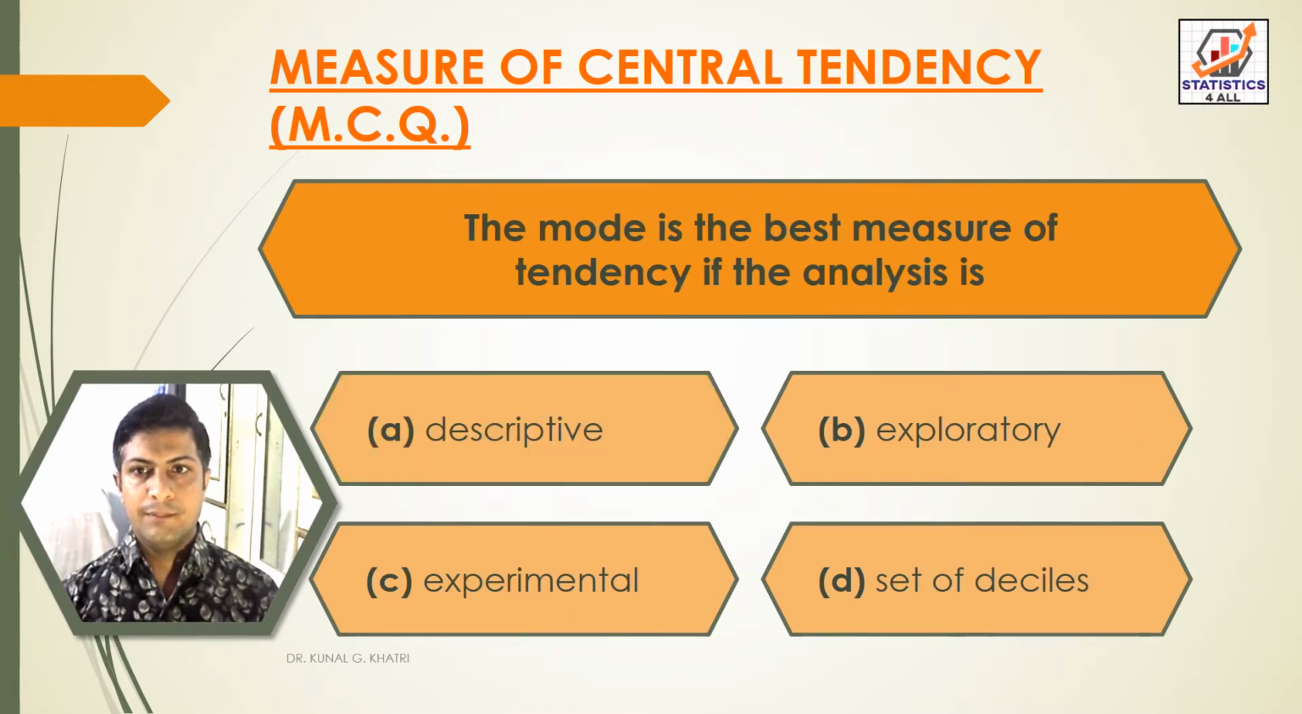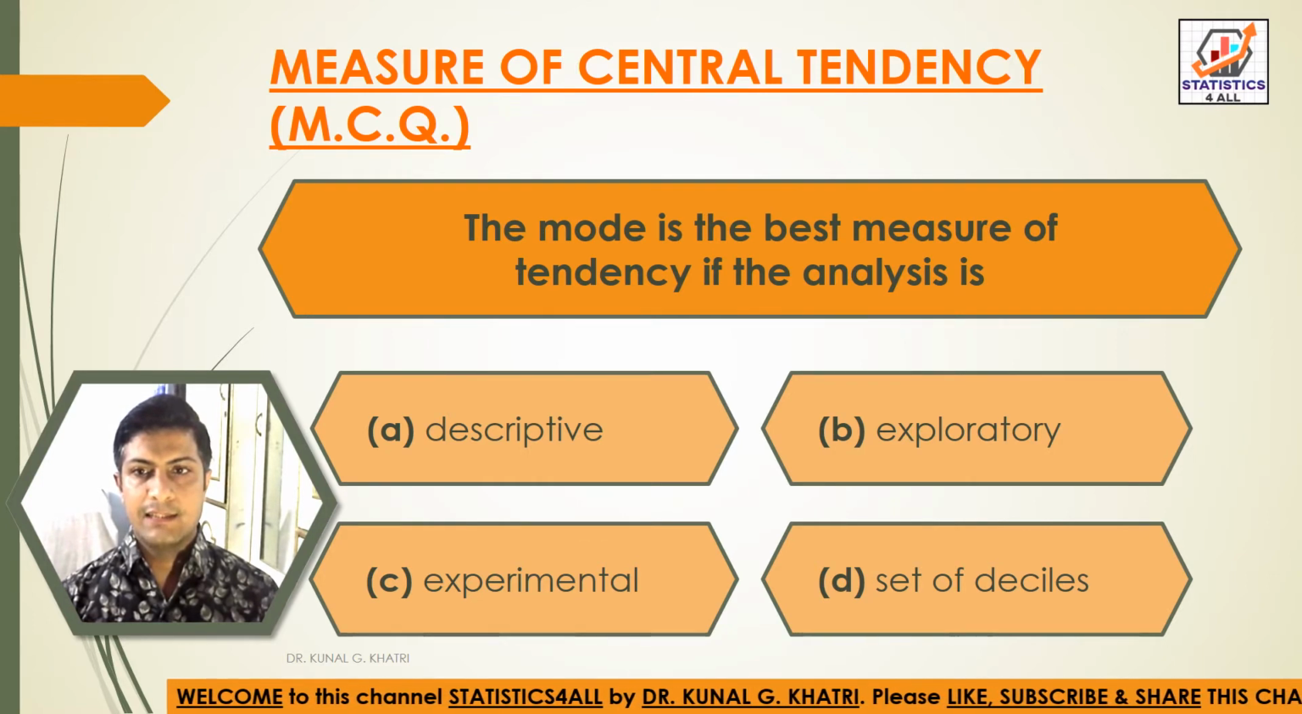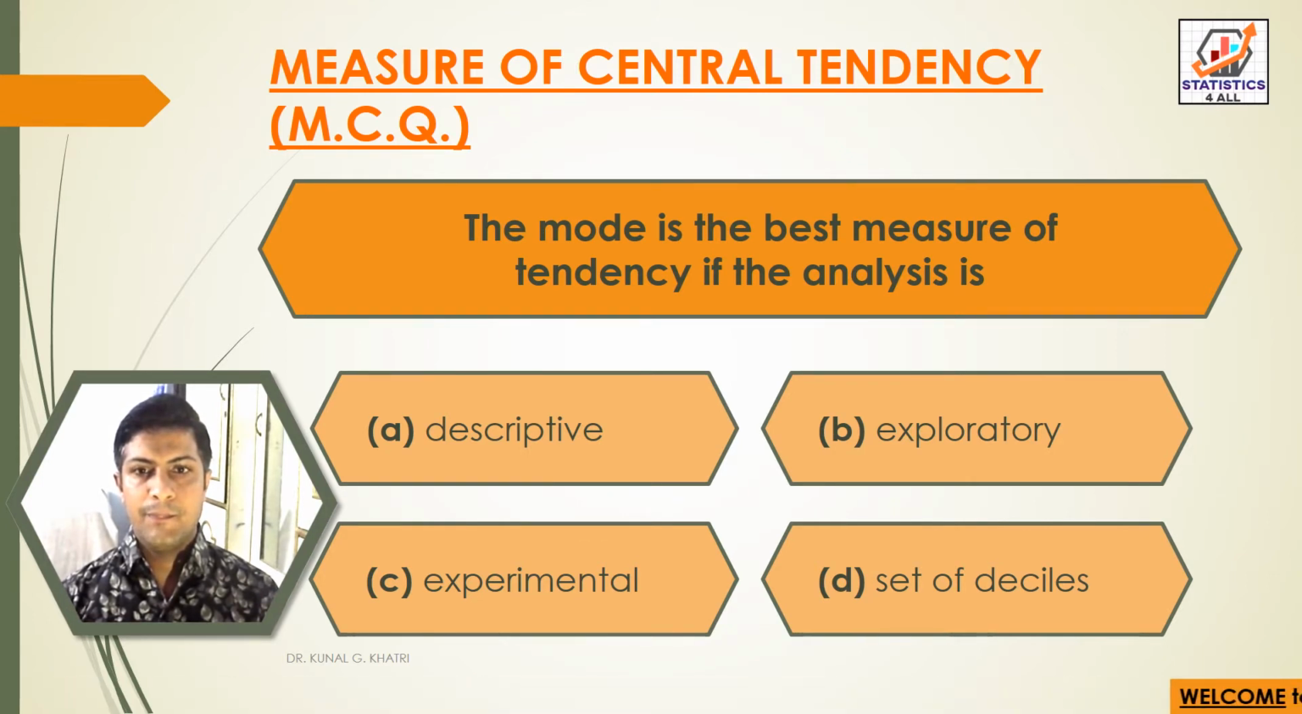Next question, the mode is the best measure of tendency if the analysis is option A, descriptive, option B, exploratory, option C, experimental, option D, set of deciles. So here we have answer option A, descriptive. The mode is the best measure of tendency if the analysis is descriptive.